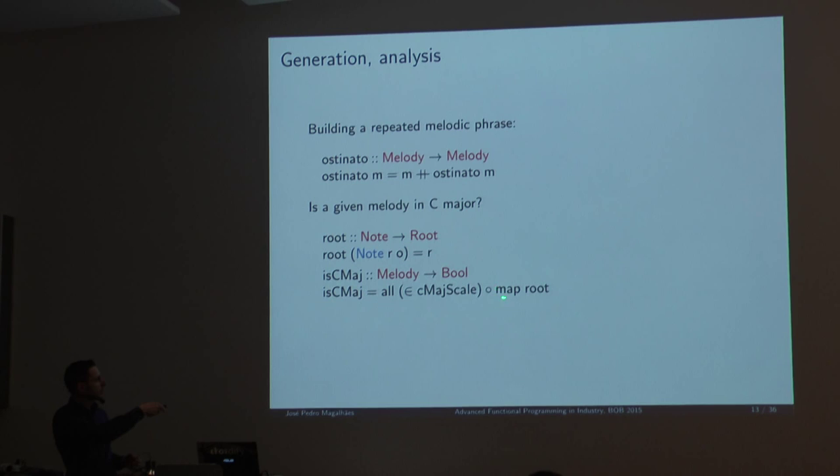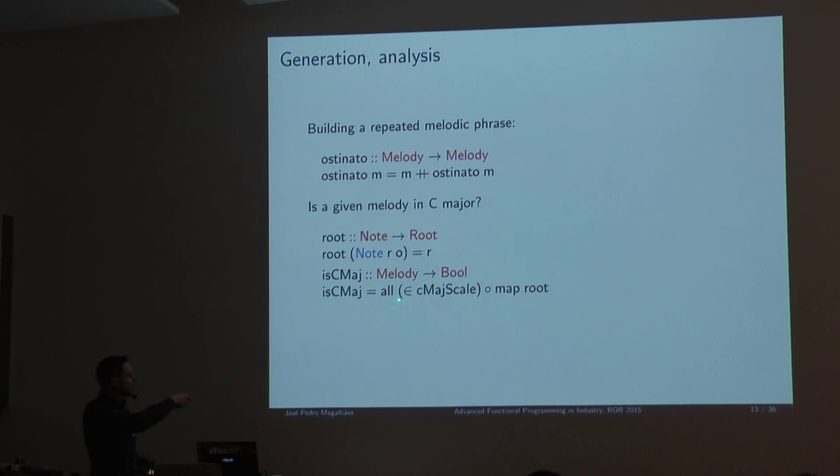First, we just extract the root note of all the notes, so we forget about the octaves. And then we check if all of the notes in this list are elements of the C major scale. Again, just an example of how you can use these built-in functions and give them a musical meaning quite easily in Haskell.